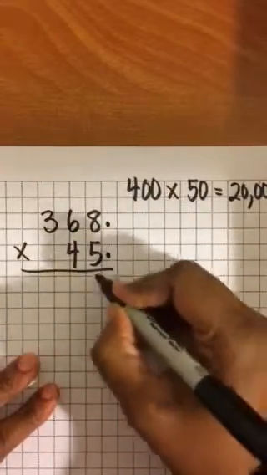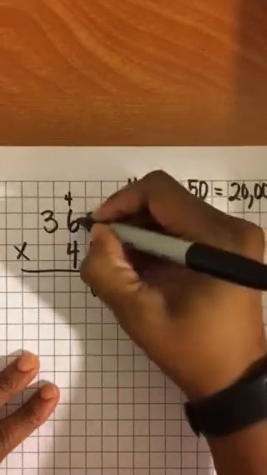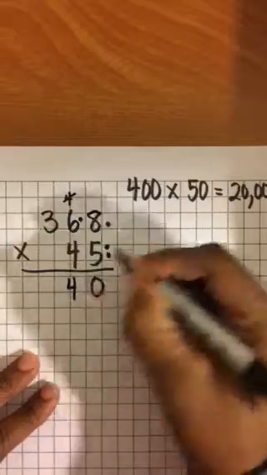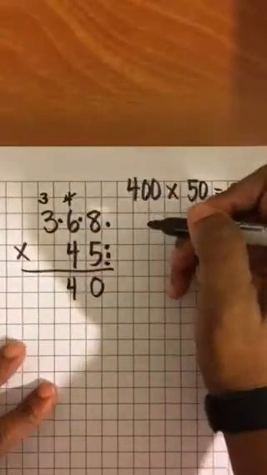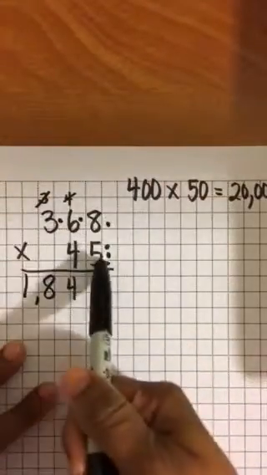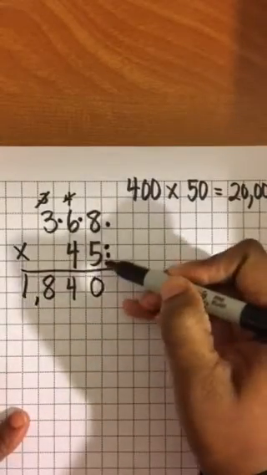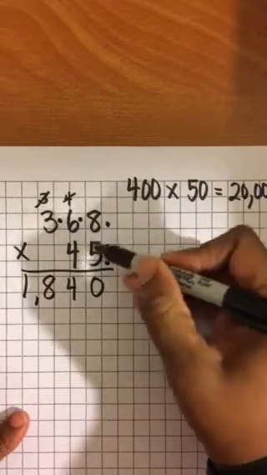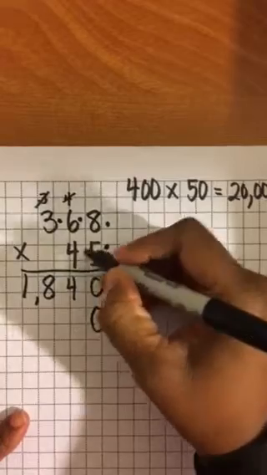5 times 8 is 40. Bring down a 0, carry the 4. 5 times 6 is 30, plus 4 is 34. Bring down the 4, carry the 3. 5 times 3 is 15, plus 3 is 18. So 368 times 5 is 1,840. There's nobody left for the 5 to multiply. 5 multiplied the 8, the 6, and the 3. So we're going to put a 0 placeholder and we're going to move to the tens place.